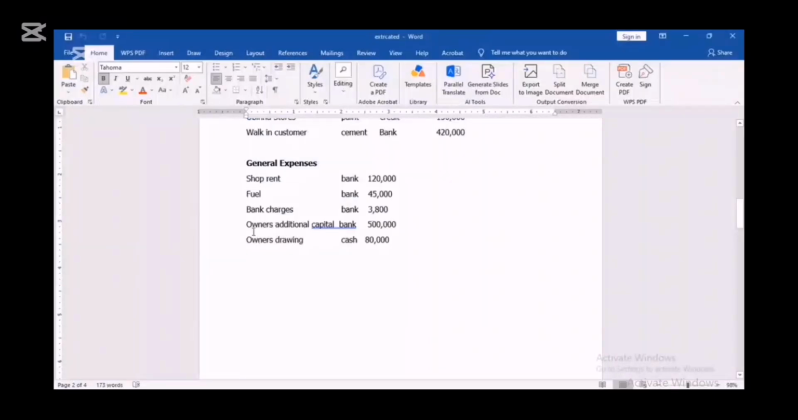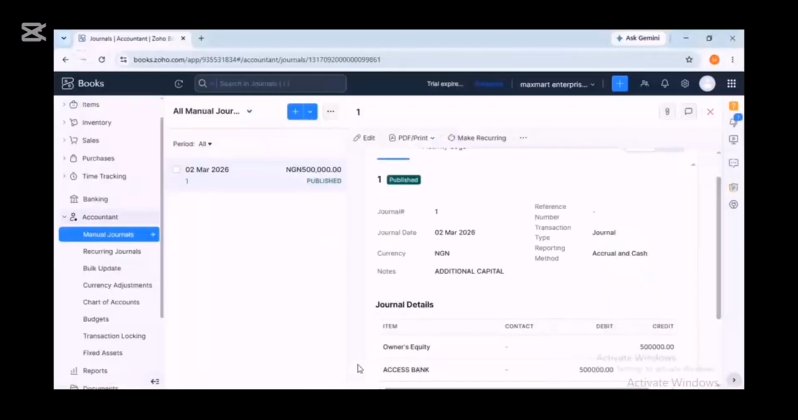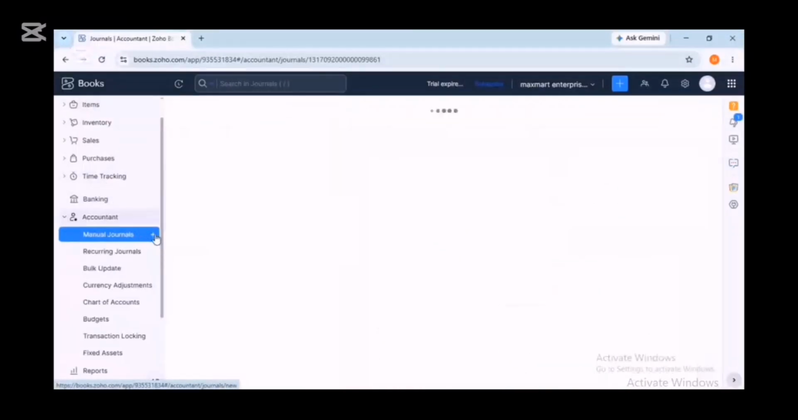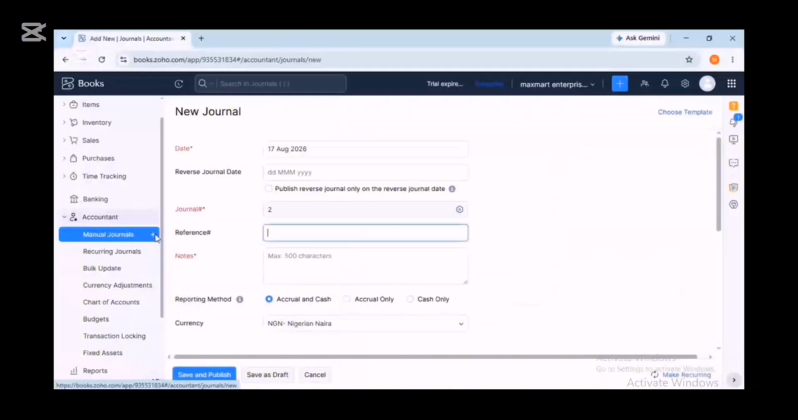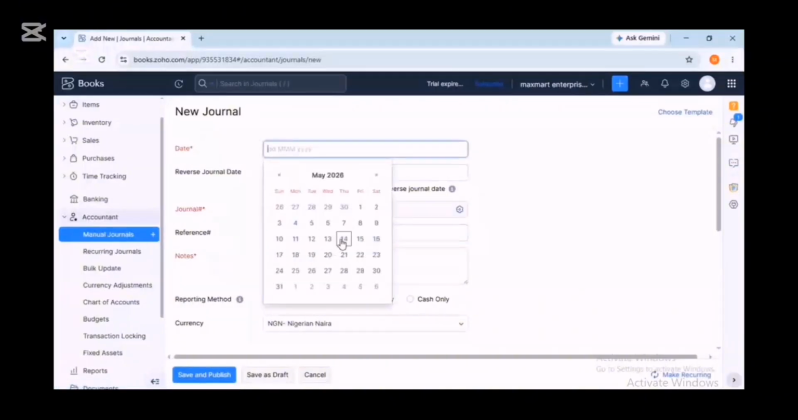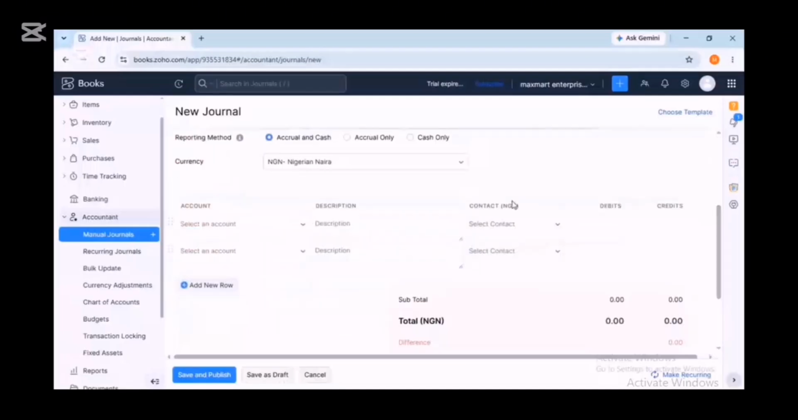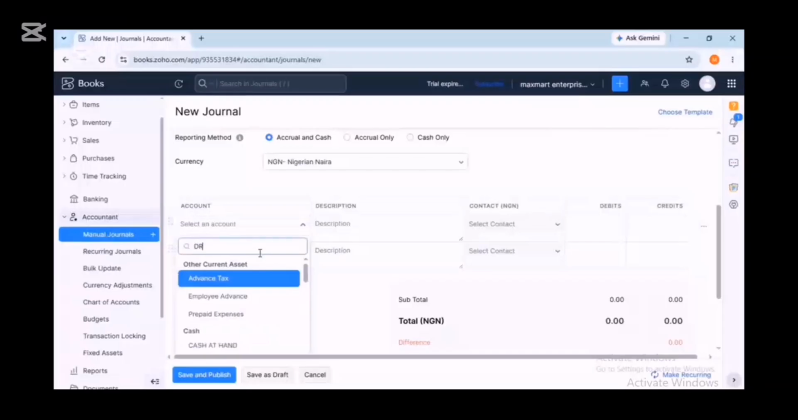The owner of the business took out an amount in cash worth 80,000 naira. So let's do that here. So let's still maintain using our manual journal. So let's input the date he took the money. So let's input the account, drawing account, as is. So we don't need to create this one, drawing.